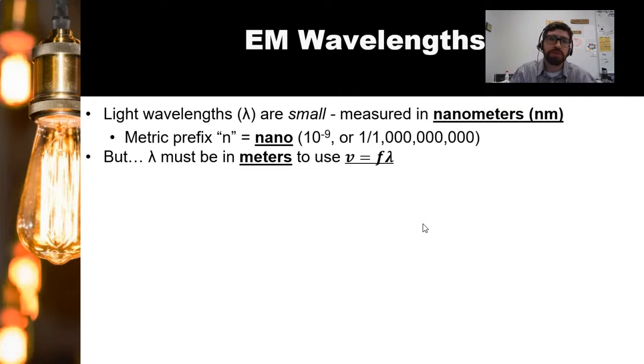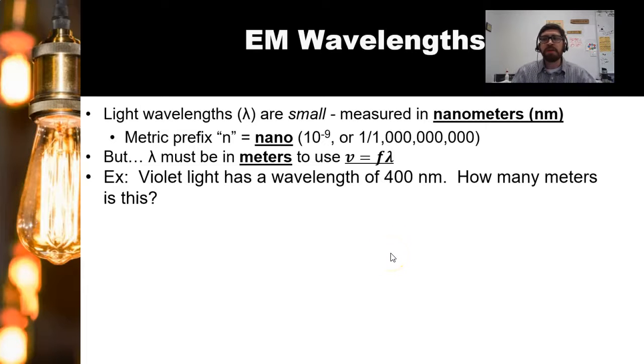It's super, super easy. So here's an example. Violet light has a wavelength of 400 nanometers. How many meters is this? All I got to do is convert it to meters. So 400 nanometers. Ready? Here's all you do. All you got to do is remember that nano, n, means times 10 to the negative 9. So all we got to do is drop that in, and then we're going to substitute times 10 to the negative 9. I mean, literally, it's that easy.